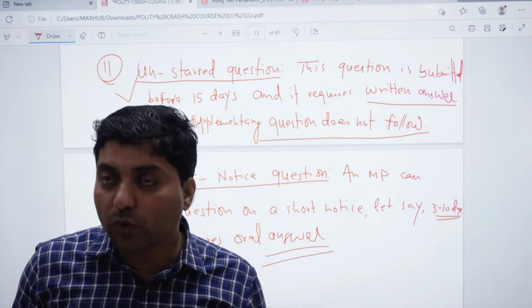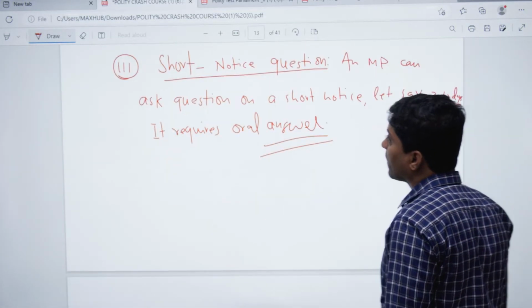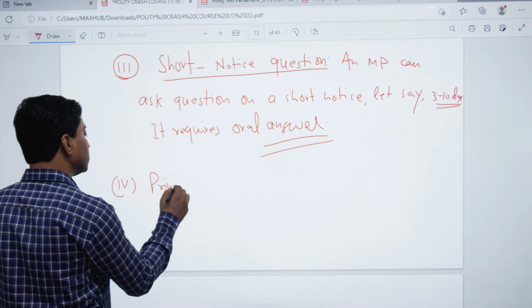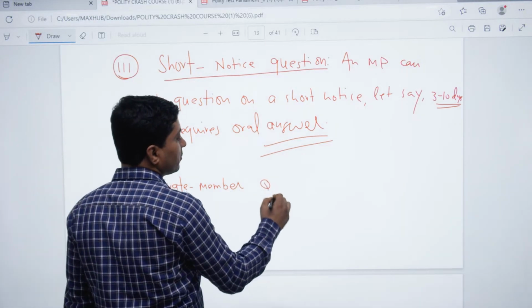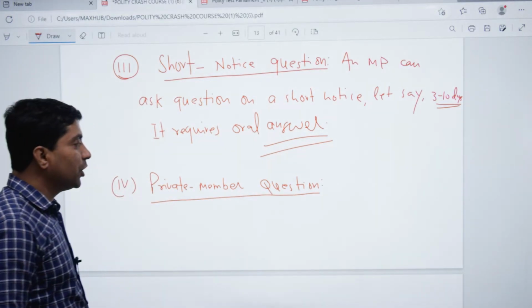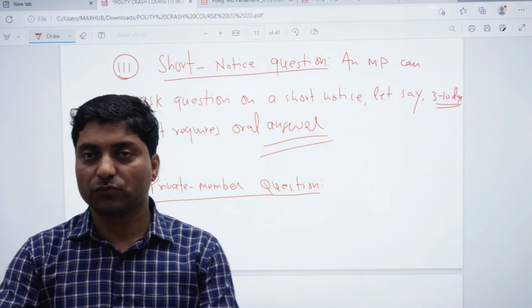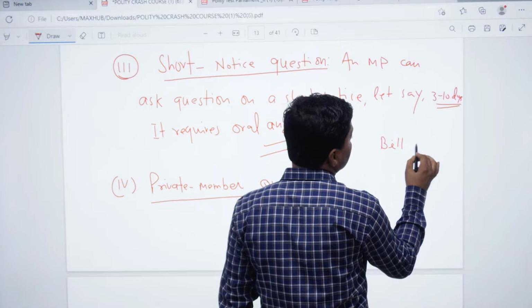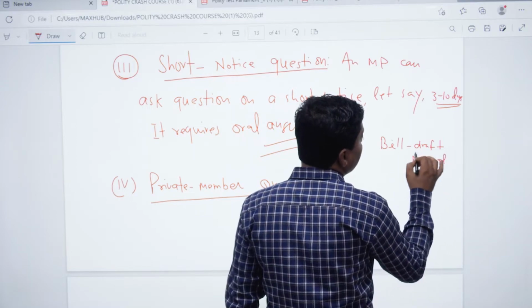ठीक है। नाउ फोर्थ टाइप ऑफ क्वेश्चन इज कॉल्ड प्राइवेट मेंबर क्वेश्चन। ये प्राइवेट मेंबर क्वेश्चन क्या होता है? आपको बता दूं कि जो पार्लियामेंट है, इन द पार्लियामेंट देयर आर टू टाइप्स ऑफ बिल। इफ यू लुक एट बिल, बिल मतलब अ ड्राफ्ट प्रपोजल। A bill is a draft proposal.